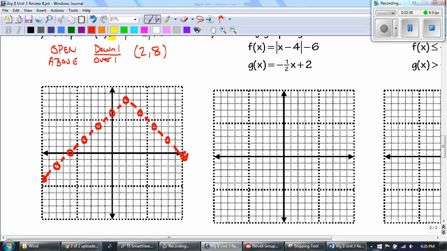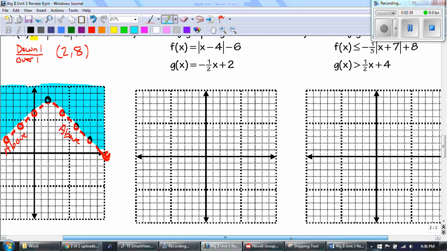Now, we said that we had to shade above. Okay, so I have to shade above here and above over here. So above is everything that is, yes, above the absolute value. Okay, so I have to go above here, and then I'm also above over here as well.